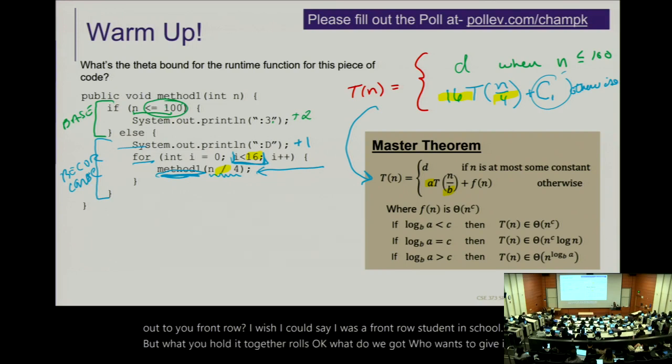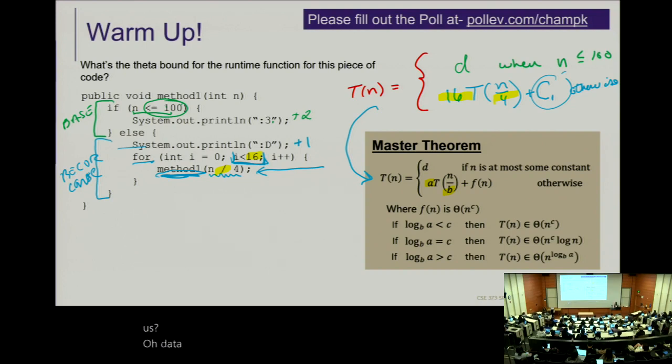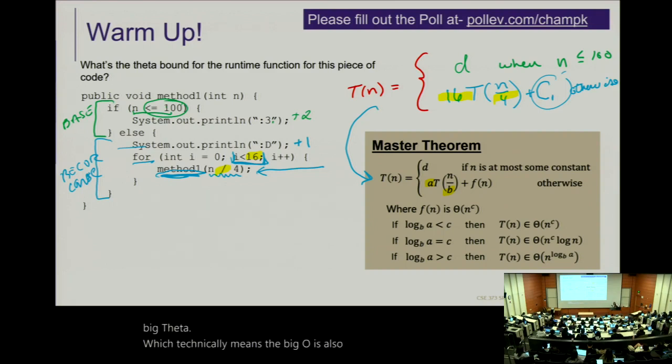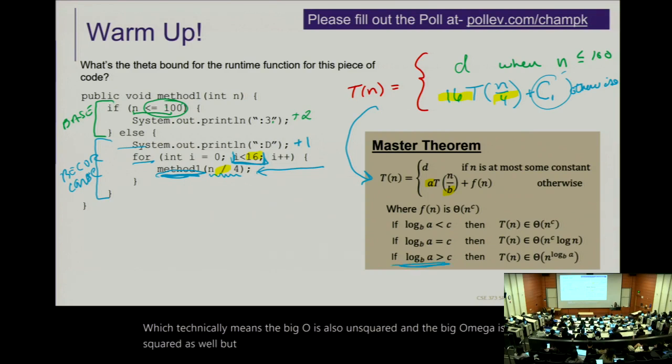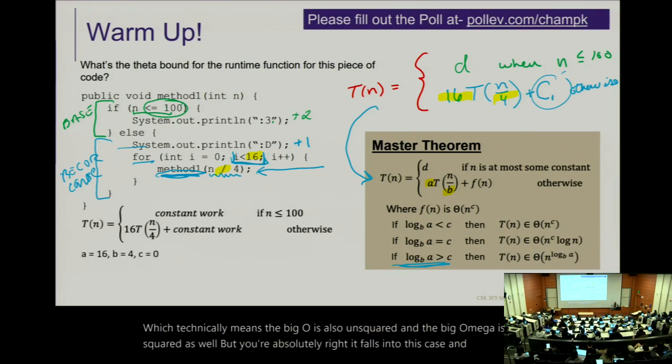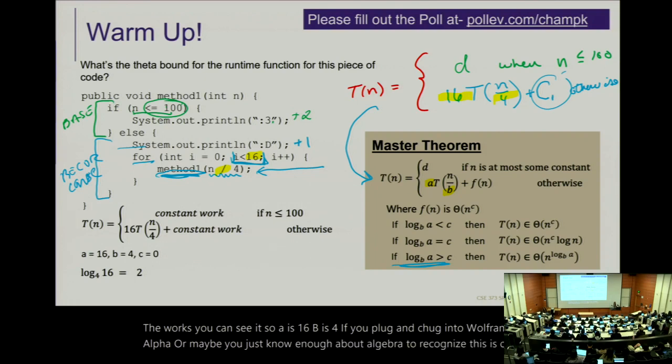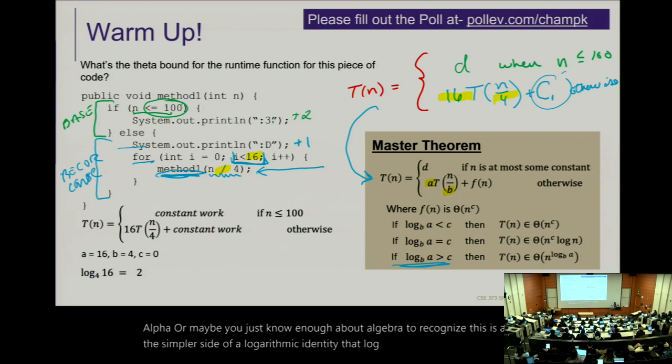I got O of n squared. Oh, Theta of n squared. Theta, yes. I love how you said that because I'm going to accidentally say it that way almost every time. But yes, keep in mind, master theorem gives you the big theta, which technically means the big O is also n squared and the big omega is n squared as well. But you're absolutely right. It falls into this case. And here is the work so you can see it. So A is 16, B is 4. If you plug and chug into Wolfram Alpha, or maybe you just know enough about algebra to recognize this is on the simpler side of a logarithmic identity, that log base 4 of 16 is 2.